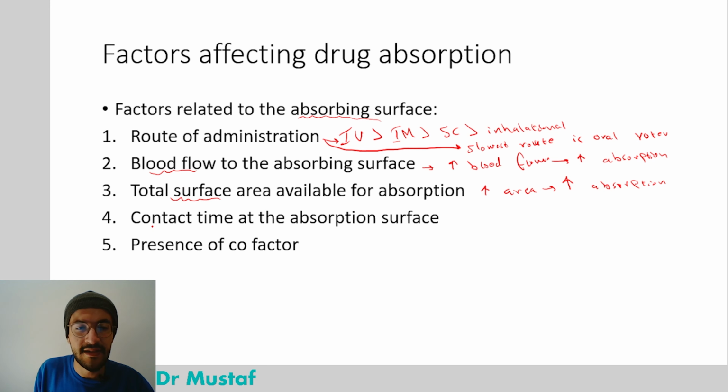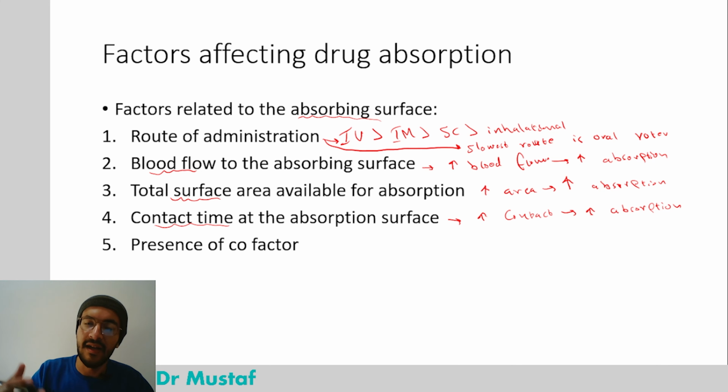The fourth factor is the contact time with the absorbing surface: the higher the contact time, the better the absorption. An example would be severe diarrhea, where the contact time with the intestine is very low, and that gives us a low absorption. While in constipation, on the other hand, the contact time is very high, and that gives us the highest absorption.